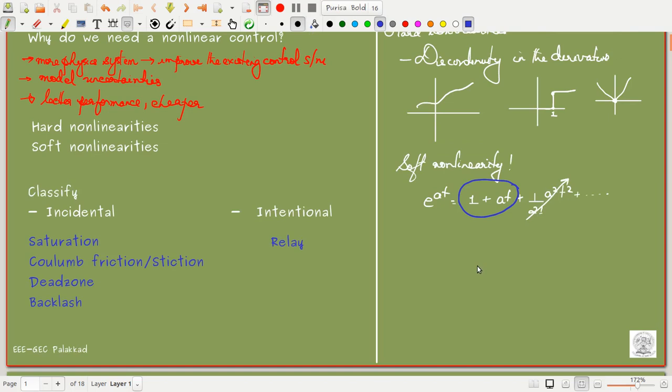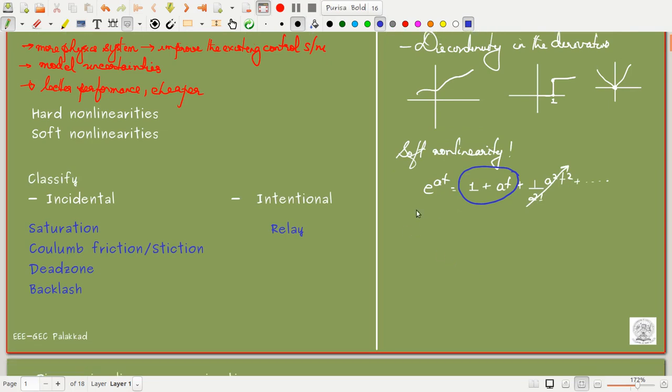Another example I would like to quote here is the example that we had seen in the last class: m x double dot plus b x dot plus k1 x plus k2 x cubed equal to some f. In that case, x cubed introduces a nonlinearity to the system.